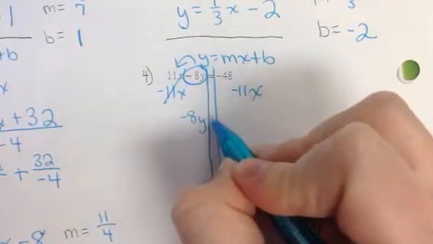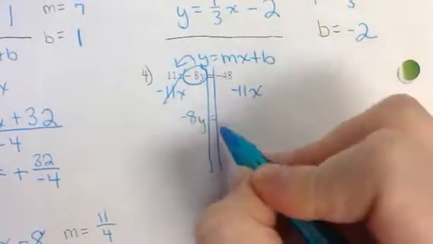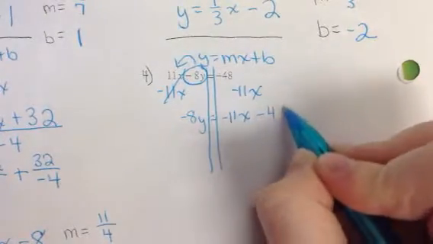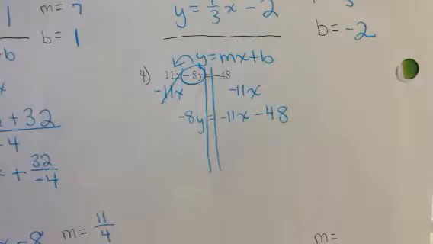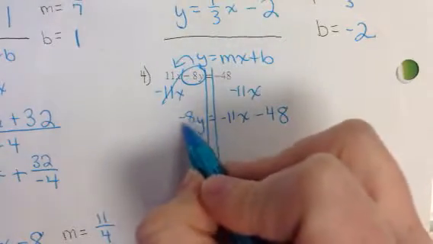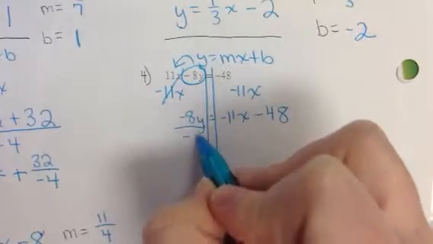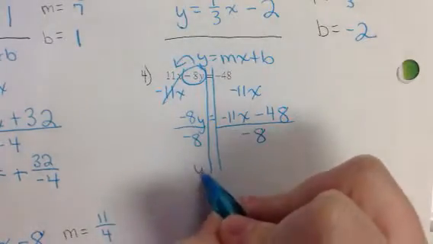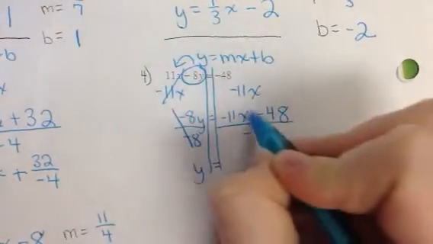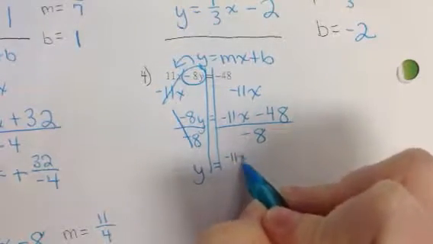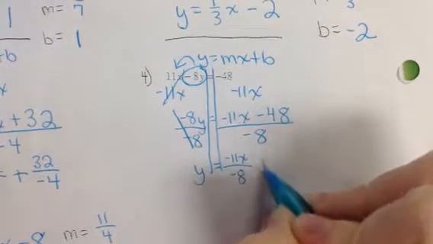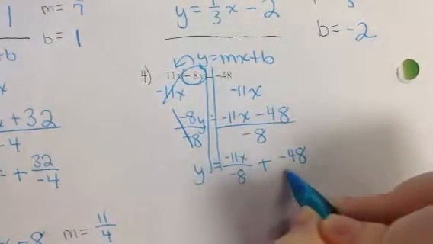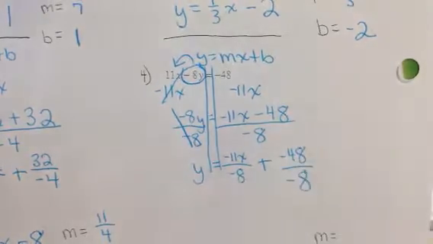Negative 8y equals, I want the x term in front. So negative 11x. They had a negative 48 over here, so I'll put minus 48 at the back of the equation. I do not want this negative 8 right beside my y. They are multiplying, so I divide both sides by negative 8 to get y equals, I take this first term and put it over negative 8. I put a plus, take this last term, negative 48, put it over negative 8.